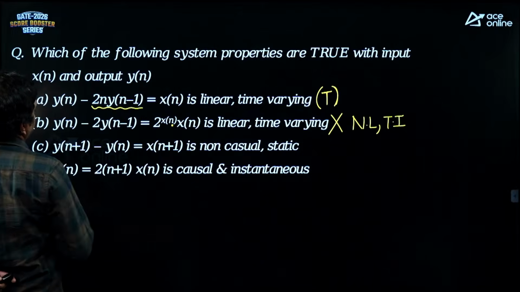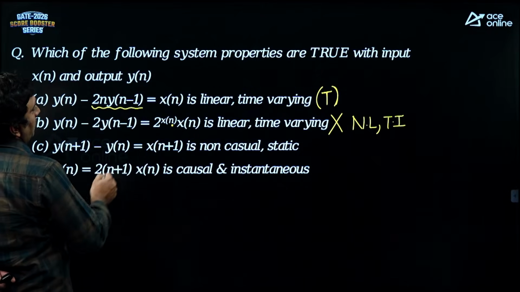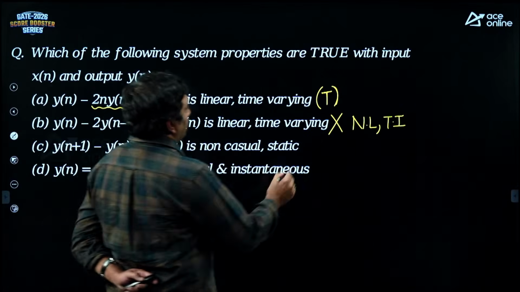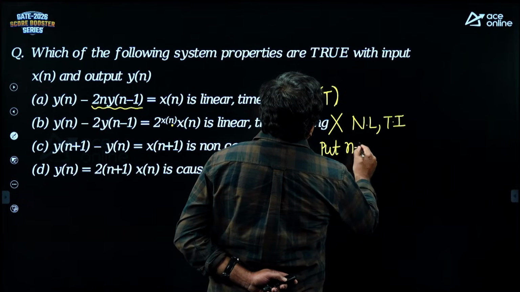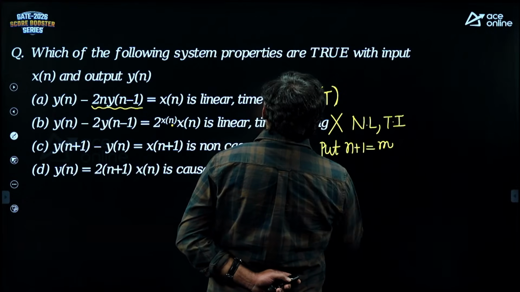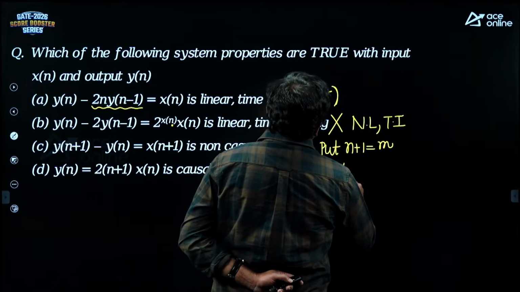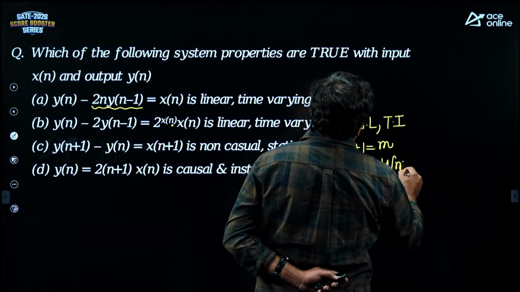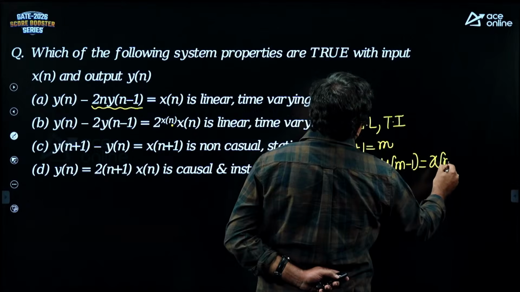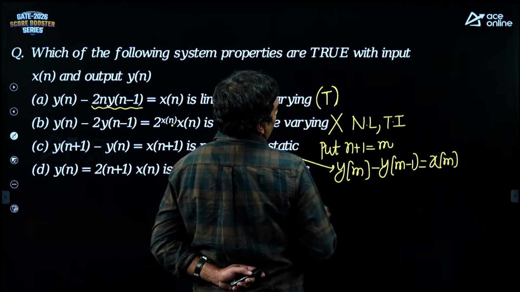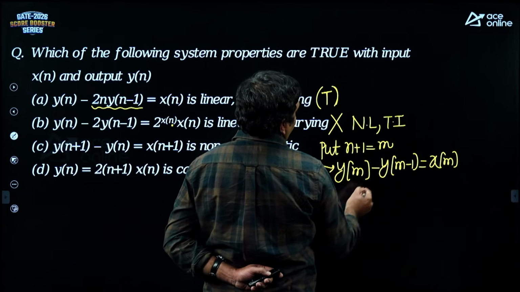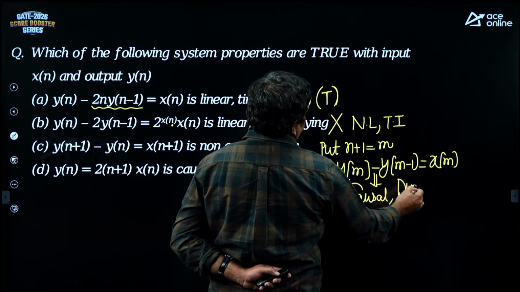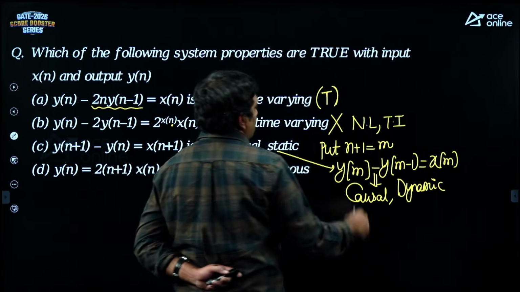What is the third expression? y[n plus 1] minus y[n] equals x[n plus 1] is non-causal and static. To avoid confusion, let us assume n plus 1 as m, such that what will happen to this expression? y[m] minus y[m minus 1] equals x[m]. m is the present value, m minus 1 is past. Again here m is the present value, so it is causal. Dynamic. m is the present instant, m minus 1 is the past instant.